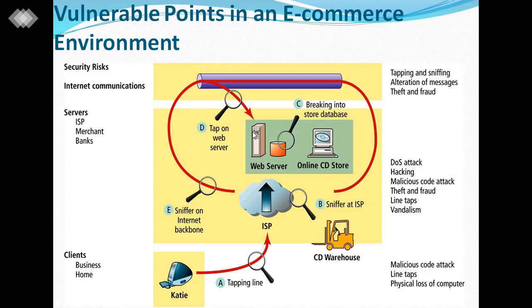So the vulnerable points in an e-commerce environment, based on security risk, are internet communication, server, client, denial of services, tapping, sniffing, and malicious codes. Here you can understand how a bank tapping line is sent to their ISP, and how the ISP can be sniffed with their sniffers, with their warehouses, and after sniffing they break into the store database where they check their online store or the server.